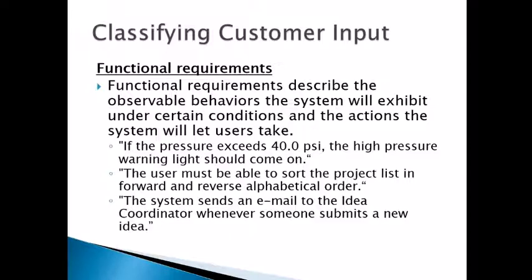Okay. How the system will behave if the pressure exceeds 40 PSI, the high pressure warning light should come on. On a cylinder, if the gas inside exceeds 40 PSI, it should turn on that red light. User must be able to sort the project list in forward and reverse alphabetical order. The system sends an email to the idea coordinator whenever someone submits a new idea.